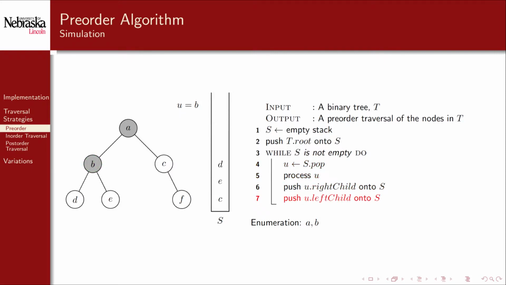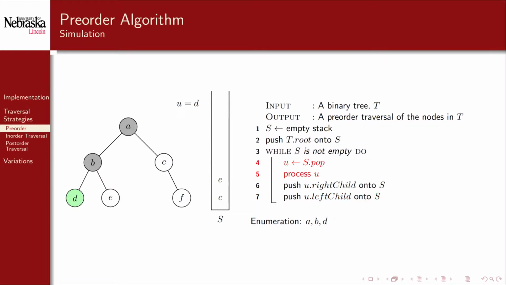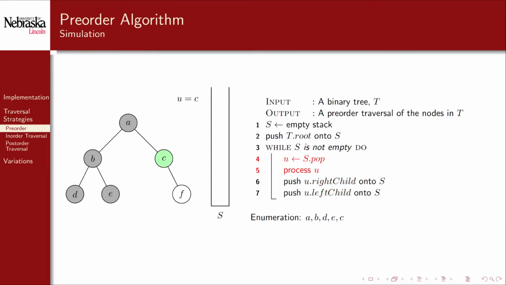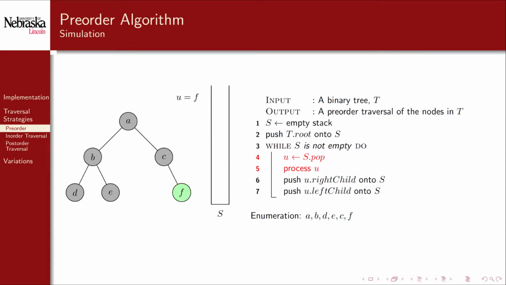The third iteration processes D. However, D has no children, so the two push operations have no effect. The next iteration pops E off the top and processes it. Likewise, E has no children, so the push operations have no effect again. The next iteration pops C off the stack, returning to A's right subtree. We then push its right child, but there is no left child. The final iteration of the while loop pops and processes F. The stack is finally empty and the algorithm terminates.